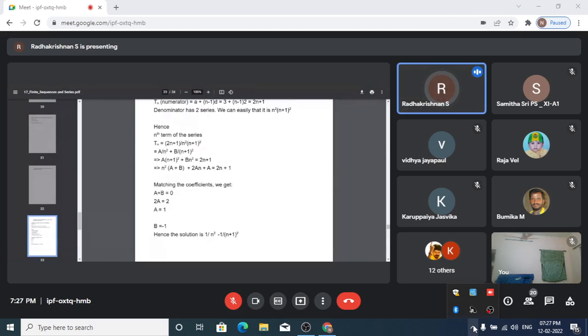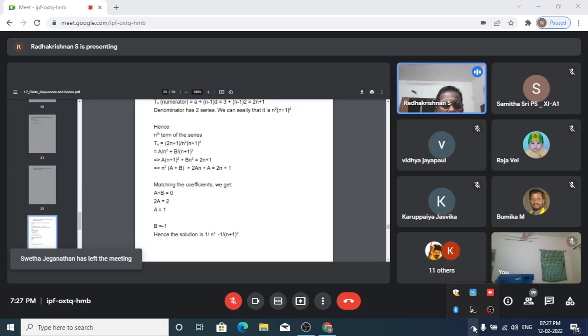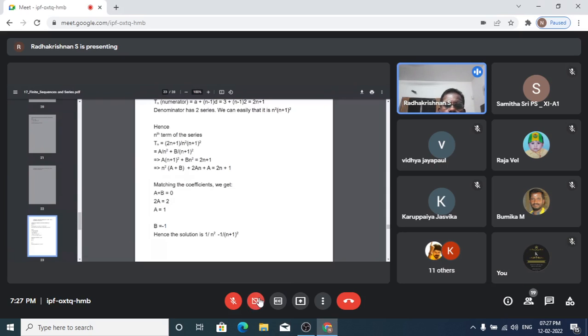If we simplify this, we have to collect the n square terms and the n terms. So n square into a plus b comes, 2a n comes, and then the constant a comes. So that is equal to 2n plus 1. So the coefficient of n square on the right side is 0.